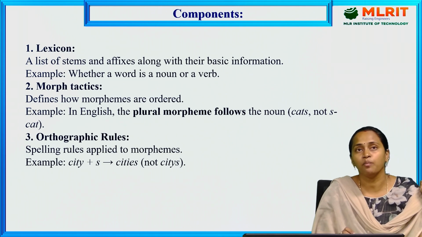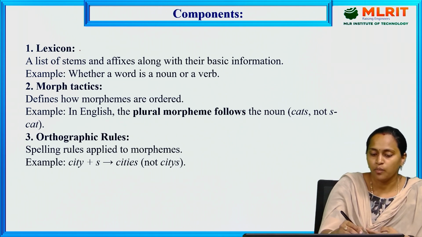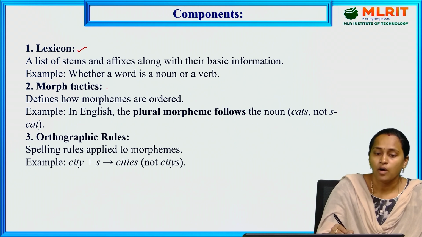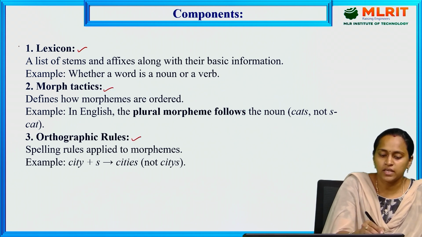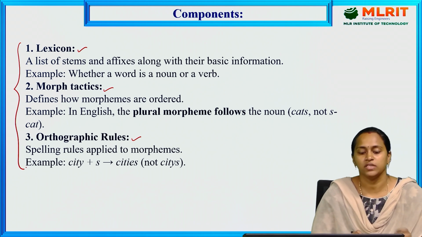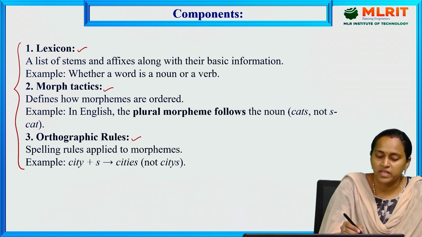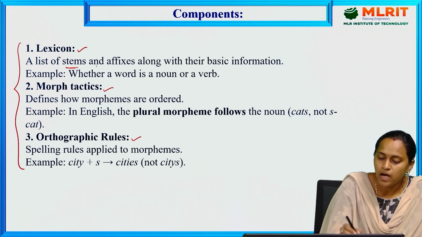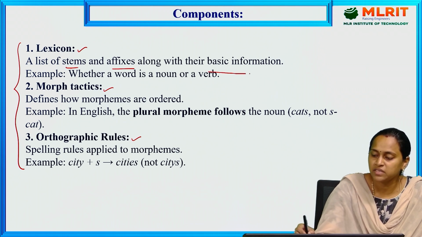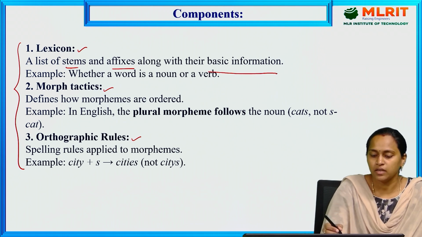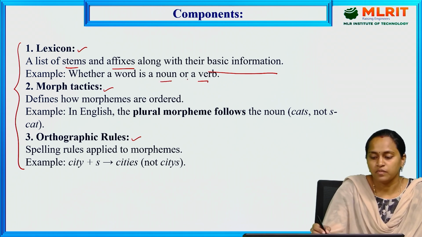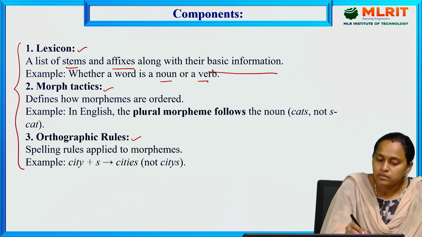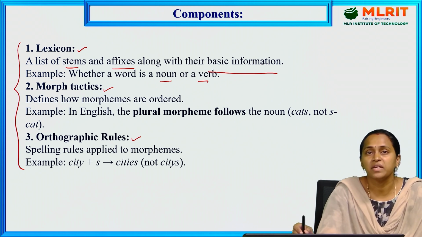Next, coming to the components of morphology. There are three components in morphology: lexicon, morphotactics and orthographic rules. What is the meaning of lexicon? A list of stems and affixes along with their basic information. Example, whether a word is a noun or verb. That means based on the word, we are generating the affixes and stems based on the basic information.